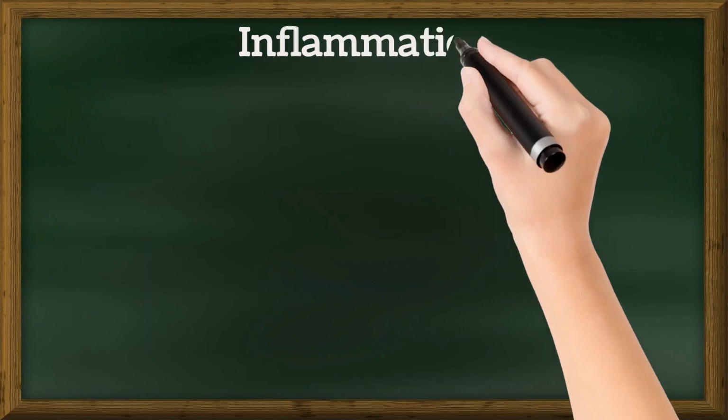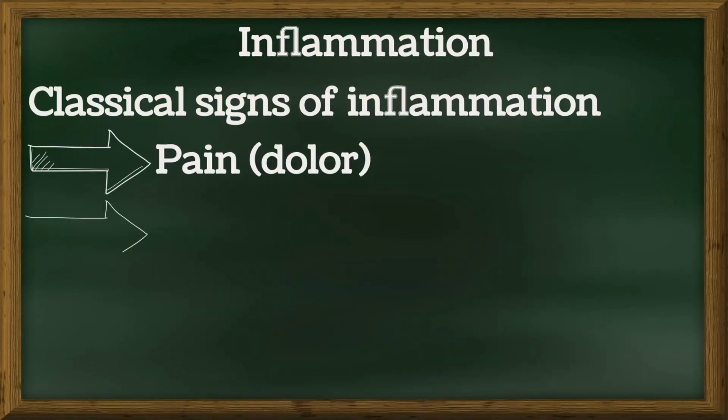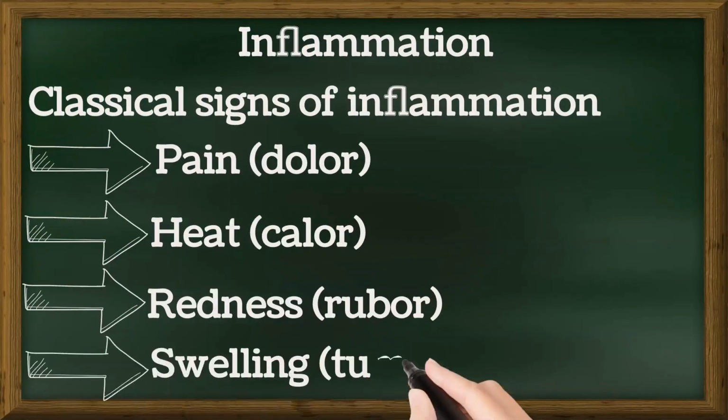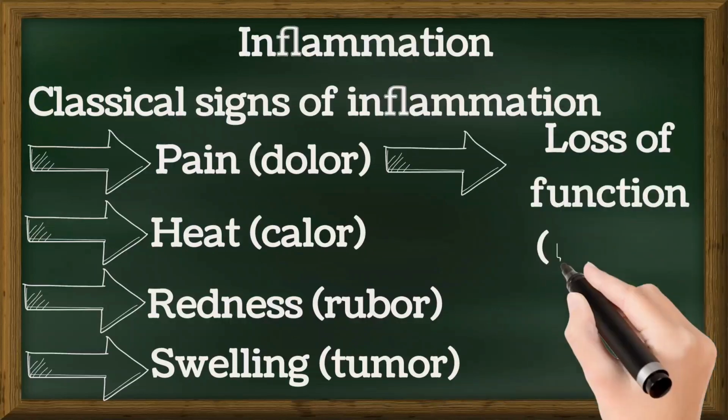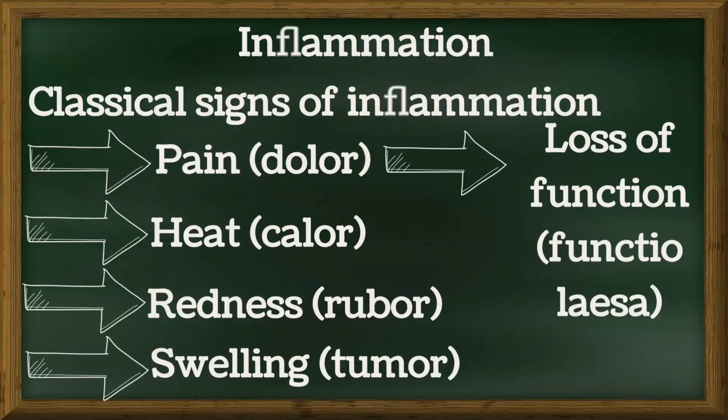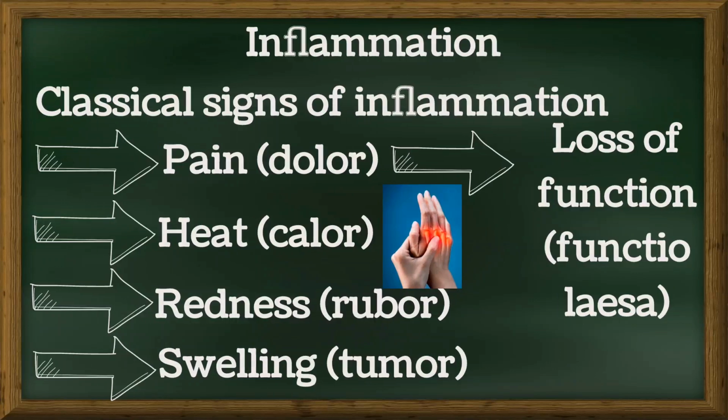Inflammation is characterized by 5 classical signs: pain, heat, redness, swelling, tumor, and loss of function, which means that tissues or organs may not work properly. It's important to note that the term tumor has 2 meanings. In the context of inflammation, tumor refers to swelling, whereas in the field of neoplasms or cancer, it carries a different meaning. Here's a short story for you.